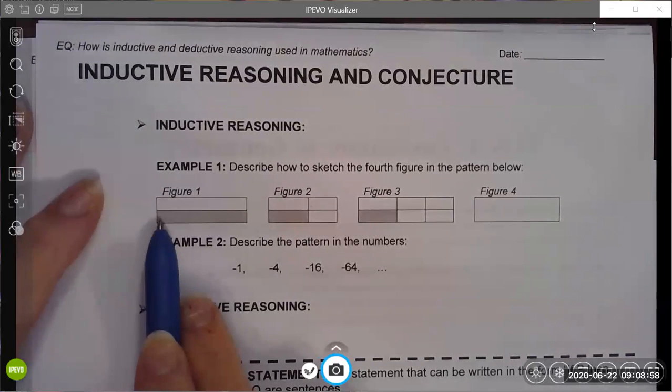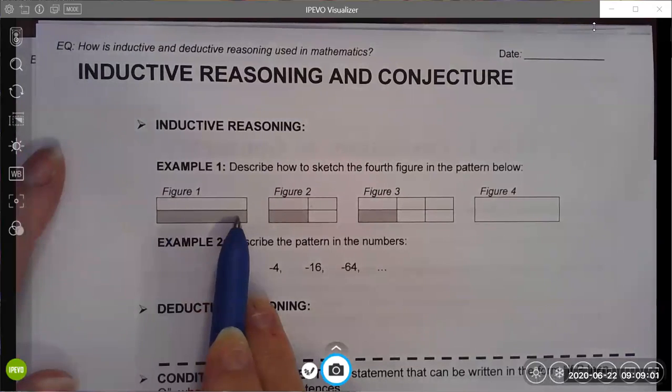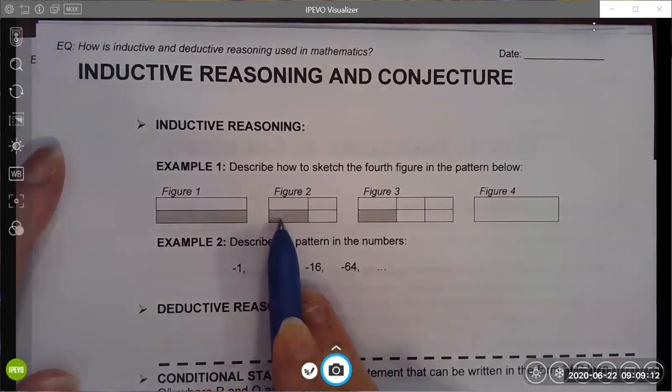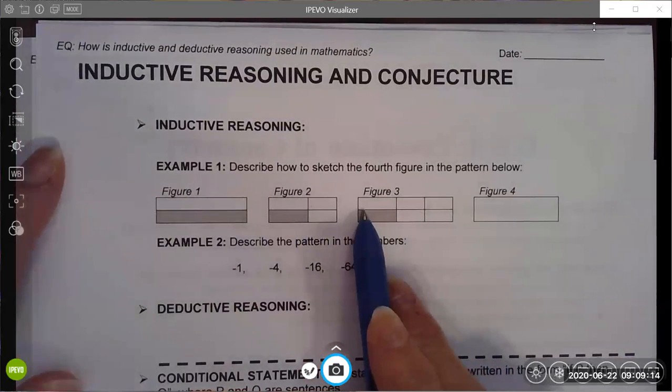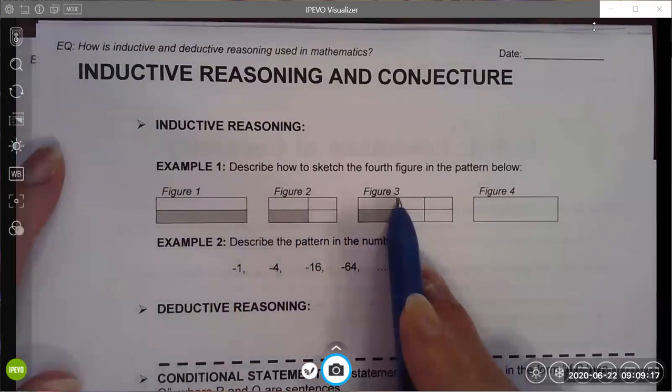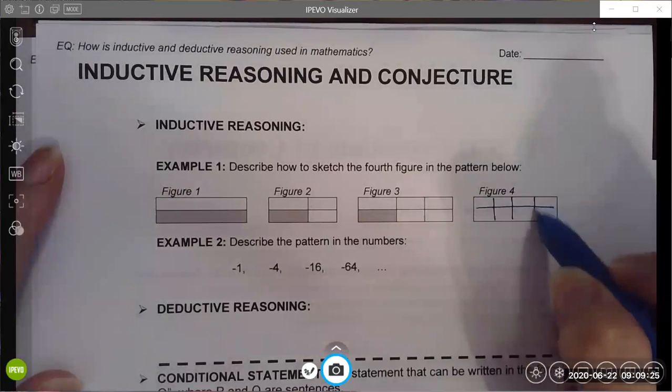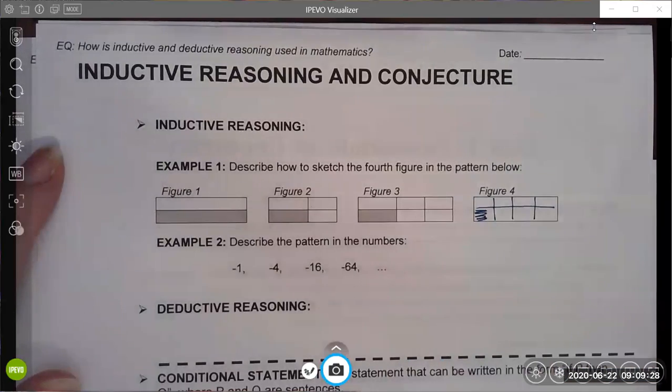So here I'm noticing that the figure has been split vertically, and the bottom has been shaded. Here, the vertical split has been split one more time, so I've broken it into two columns in figure 2. Bottom left is highlighted. In this particular figure, I notice there are 3 columns, figure 3, the bottom left is shaded. So I might conclude that in this one, I still need my vertical, but maybe I have 4 columns and still the bottom left is shaded. So that's how I would use inductive reasoning. There's nothing that guarantees that my conjecture is correct, but it looks to be pretty plausible.